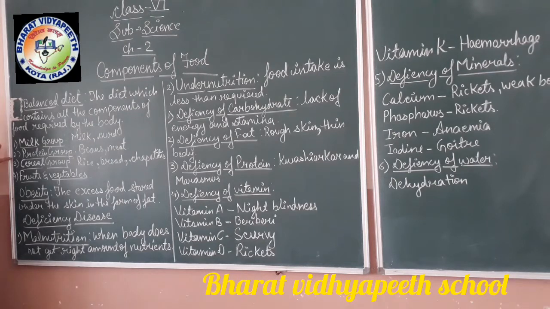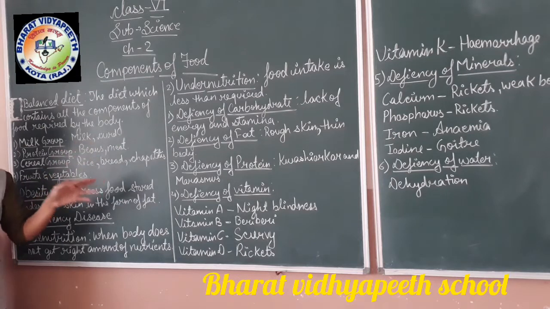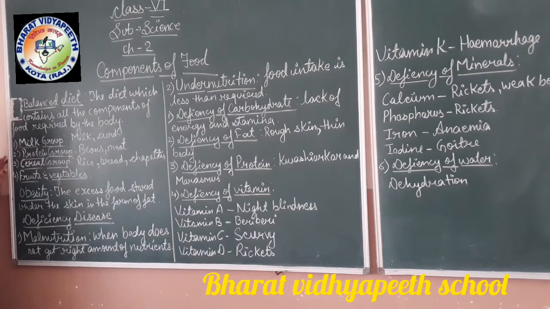Next, in the protein group, to take protein in our diet, we could include protein with the help of beans, meat or other things. Beans, meat, nuts and so on are the things which contain protein, which complete our diet by providing protein to us.